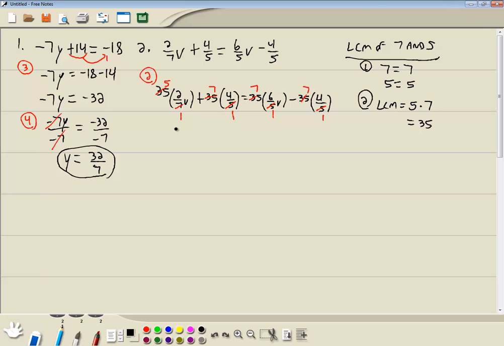So we're left with 5 times 2, which is 10v, plus 7 times 4, which is 28, equals 7 times 6, which is 42v, minus 7 times 4, which is 28. Step 3. Get everything with a v on one side, numbers on the other. So I'm going to take this 42v, move it over to the left side, and take this 28 and move it to the right side. Remember, when you move anything across the equals, your sign changes. So the 42v becomes a negative 42v, and the positive 28 becomes a negative 28.